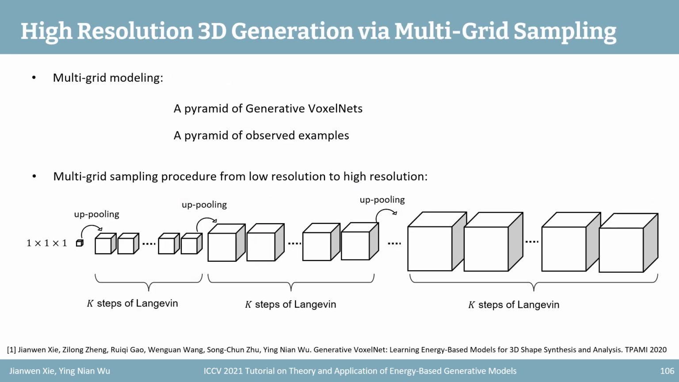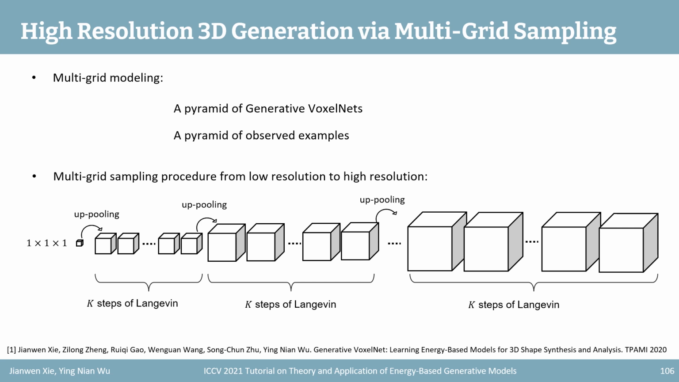To generate high-resolution 3D shapes, the model can be trained more efficiently by a multi-grid modeling and sampling strategy. We can learn a pyramid of energy-based generative voxel nets. Each of them accounts for one resolution. Each scale of the model is trained against the training examples at its corresponding resolution. The pyramid of training examples at different resolutions can be obtained by downsampling the original example.